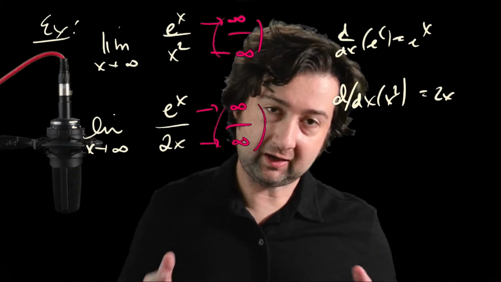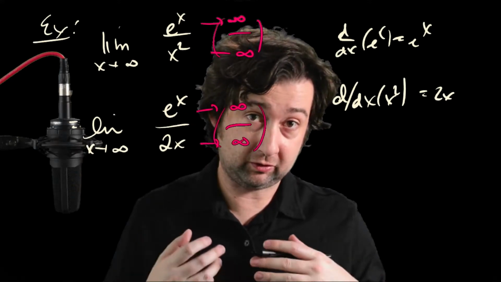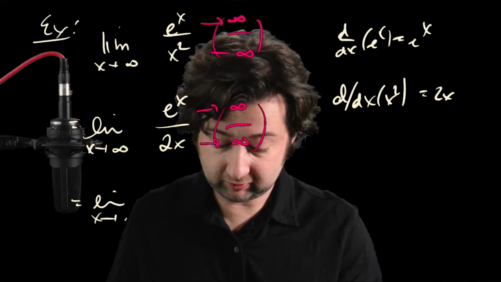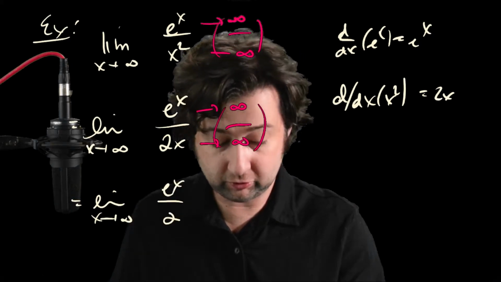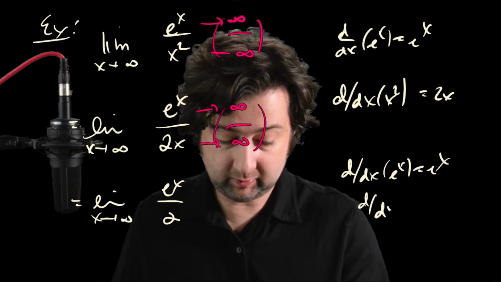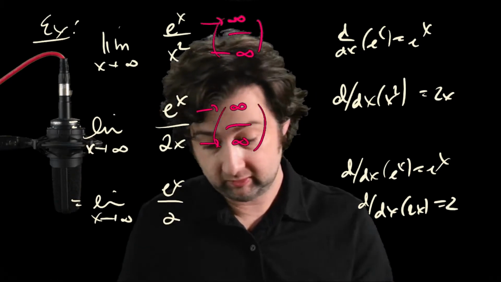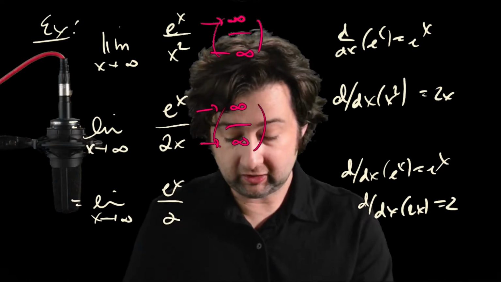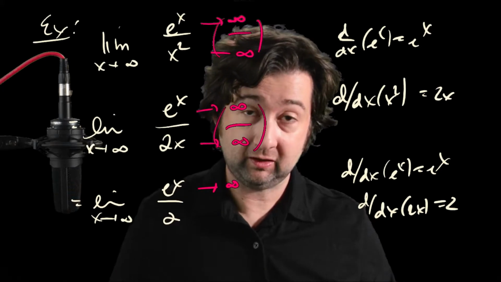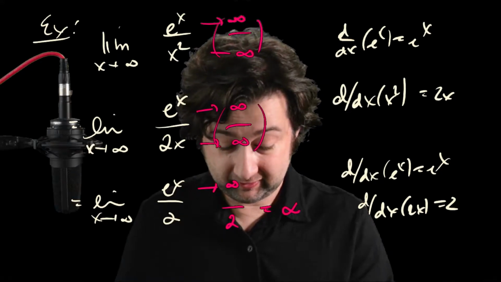Well, in this case, I could actually apply L'Hopital's rule again usefully, because what's going to happen is the denominator will stop tending to infinity. Here I'm going to get the limit as x goes to infinity of e to the x over 2, because d by dx of e to the x is e to the x, and d by dx of 2x is just 2. Well, I can plug in again. Where does e to the x go as x goes to infinity? It tends to infinity. Where does 2 go as x tends to infinity? It goes to 2. And infinity over 2 is infinity.